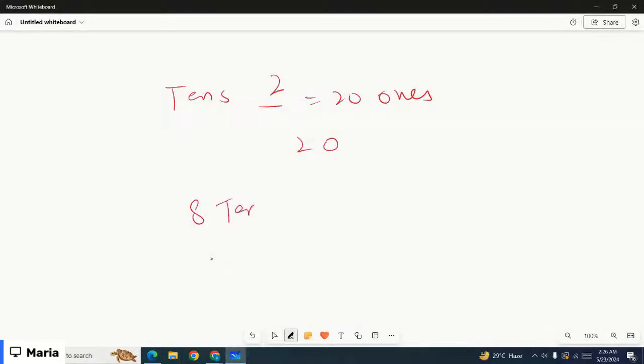Okay, 8 tens equal how many ones? 8 tens means how many ones? 80 ones. The correct option is 80 ones.